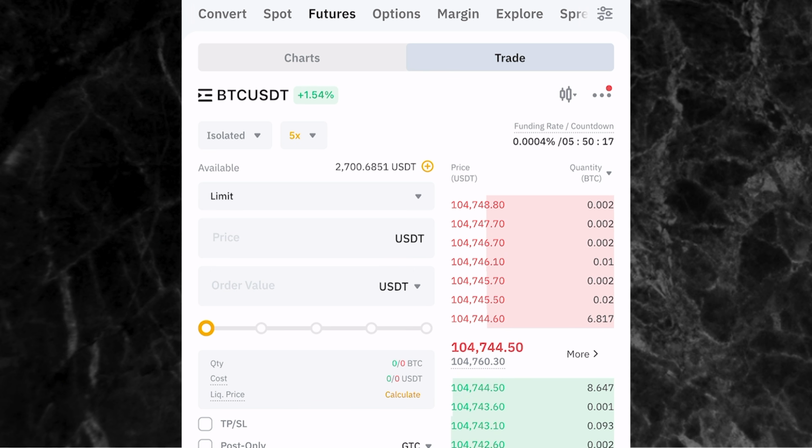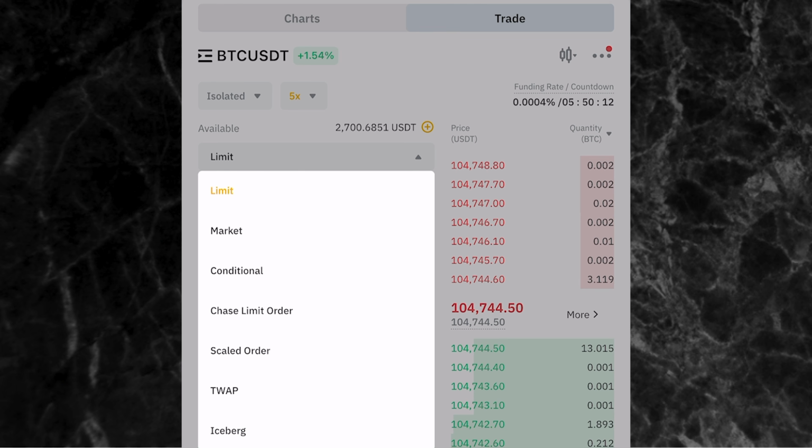Now the next thing is to pick your order type. Now you can see where you have this limit where that is pointing to, just click on it. Now once you click on it, it will bring out the different order types that you have. You can see you have limit, you have market, you have conditional, you have chase limit order type, you have scaled order type, you have TWAP, and you have iceberg order type. These are different order types that you have on Bybit. But the most popular ones are limit order type and market order type. So for this video, I'll be explaining these two order types and I'll be using these two order types to show you examples.